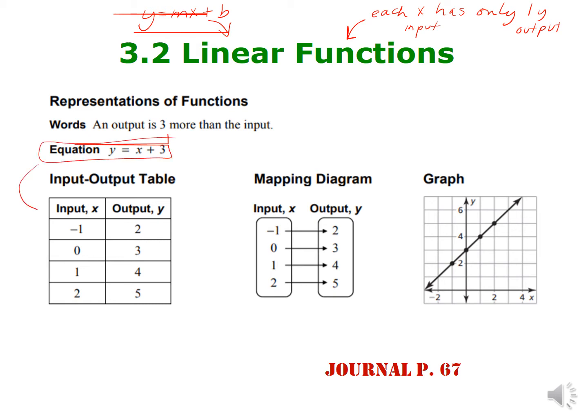They did an input-output table for you. So they plugged in -1. -1 plus 3 is 2. That's how they got the output. They did the mapping diagram, which we don't use a lot. They did a nice graph for you.